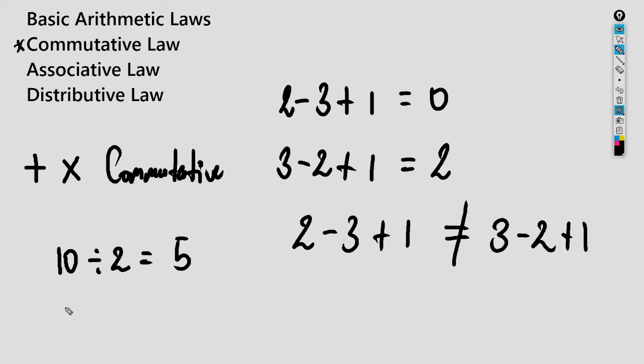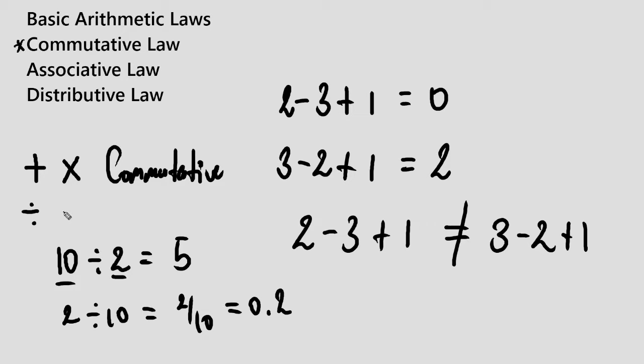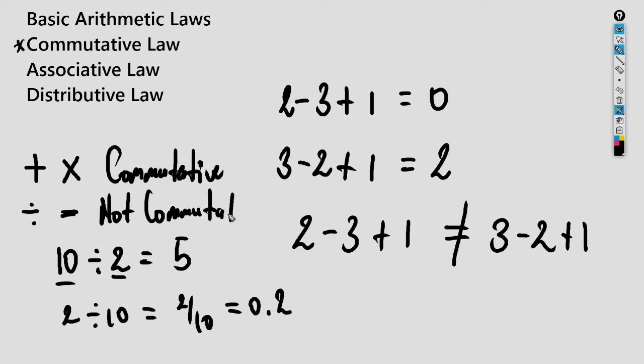And let's just switch these numbers. Let's say we have 2 divided by 10. 2 divided by 10 is 2 over 10, right? Which would be 0.2. So it's clearly not the same. And for division and subtraction, we would say that it's not commutative, okay? So multiplication and addition are commutative, but division and subtraction are definitely not commutative. You can't just mix around the numbers. That's not how it goes for these.